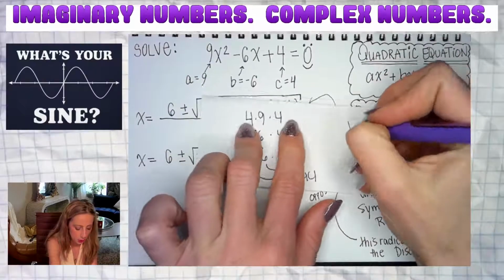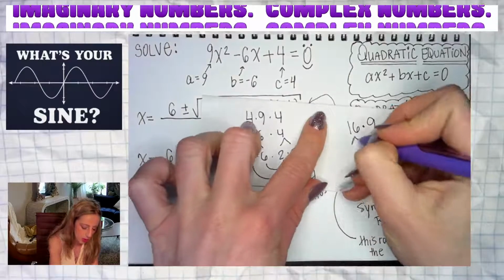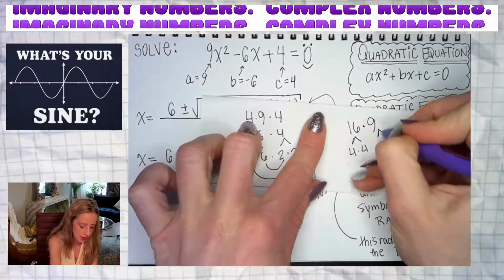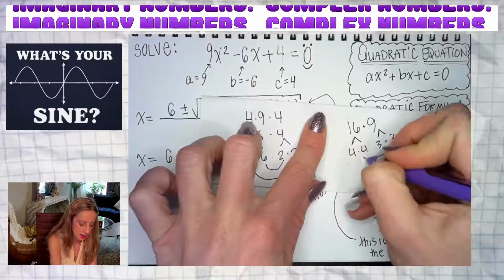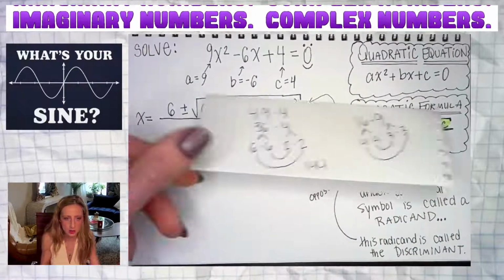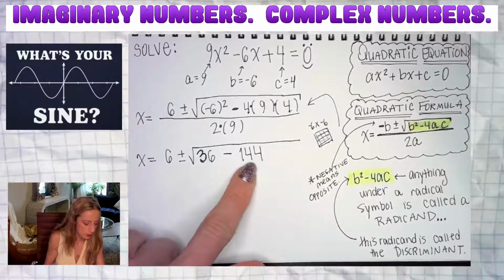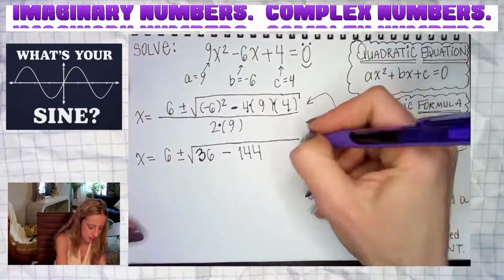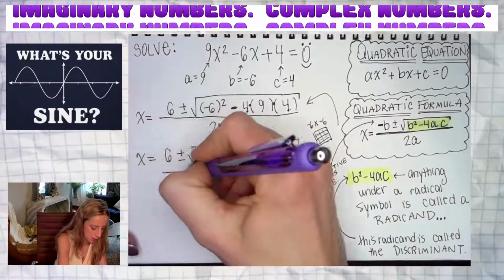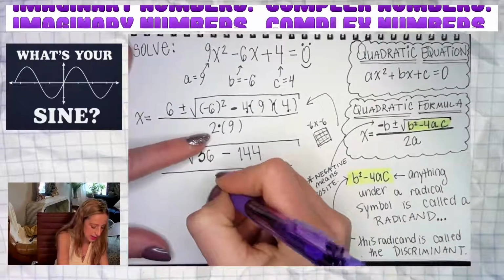Or maybe you did 4 times 4 first and you have 16 times 9, right? And you're like, 16 is 4 times 4. 9 is 3 times 3. What's 12 times 12 again? 144. So, always look for good methods. Okay, so minus 144. So this radical is a little long, all over 2a. So 2 times 9 is 18.